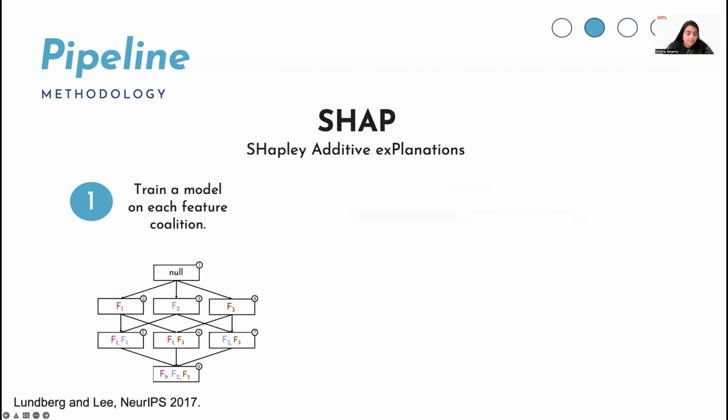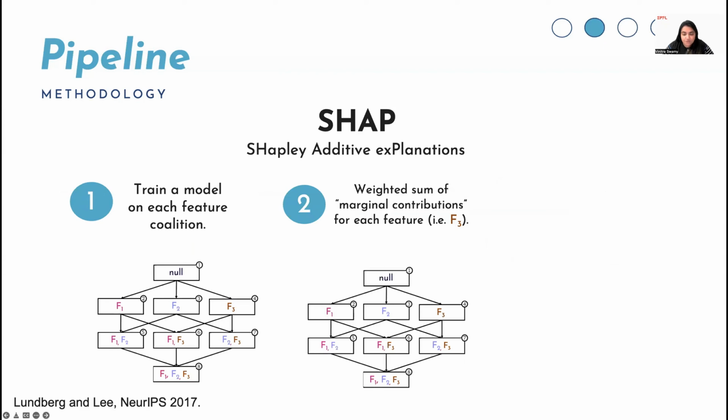So we train a model on each of these subsets of features. And then we want to identify, for a specific feature, in our case F3, what is the marginal contribution of this feature? How did this feature change the predictive result? To do this, let's look at a specific example. Let's look at model number 2, which just uses feature 1, and model number 6, which uses feature 1 and feature 3. We see that feature 3 is added in model 6. And so the difference in the prediction between model 6 and model 2 is the marginal contribution for feature 3.